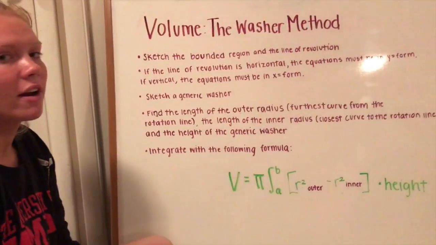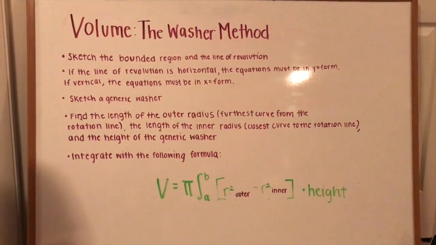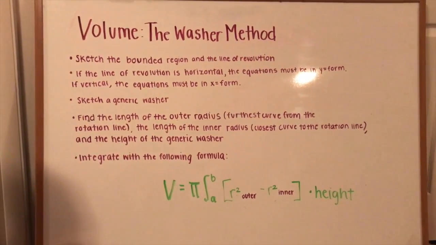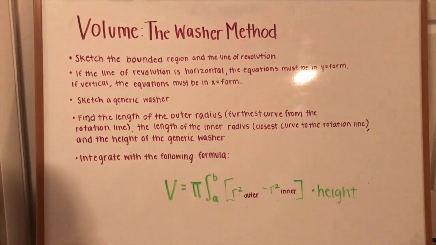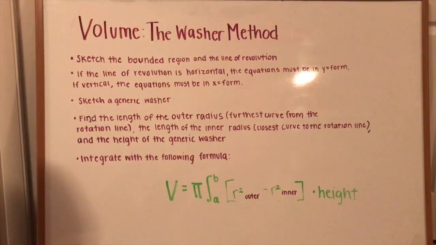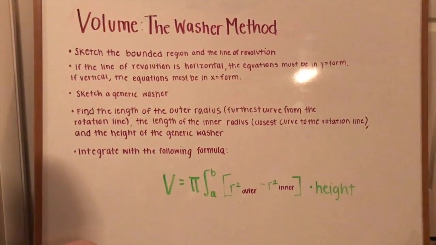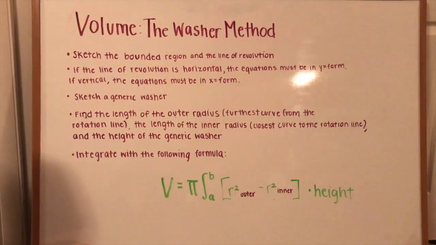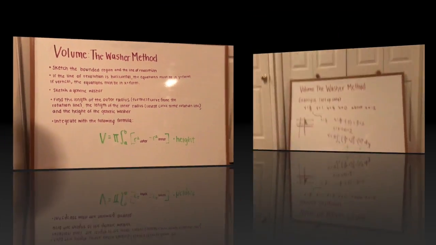Then you're going to sketch a generic washer, and then find the length of the outer radius, which is the furthest curve from the rotation line, the length of the inner radius, the closest curve to the rotation line, and then the height of the generic washer. And then you're going to integrate with the following formula, which is volume equals pi times the integral from a to b of outer radius squared minus the inner radius squared times the height.